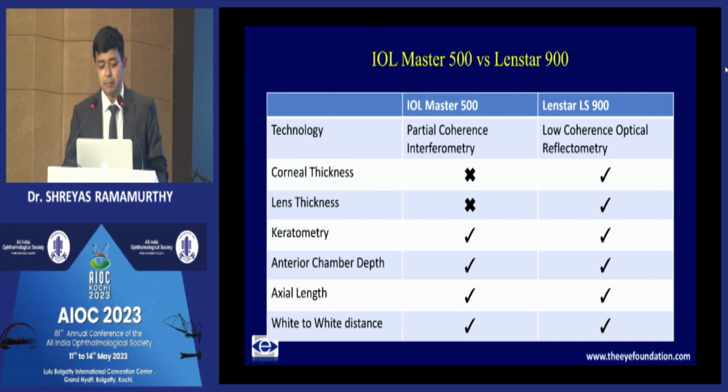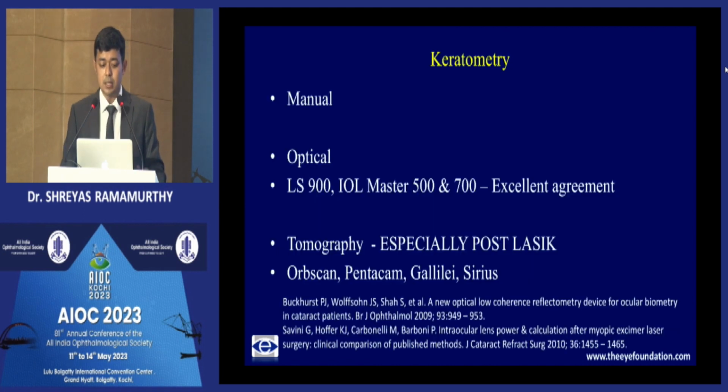There have definitely been advances with the IOLMaster 500 to 700 and Lenstar 900. And essentially, what is happening now is most of these are turning into B scan biometry. That is, you are able to get a cross section using swept source OCT. You are able to measure the lens thickness and anterior chamber depth very, very accurately. So I'll take you all through each of these components, starting from keratometry.